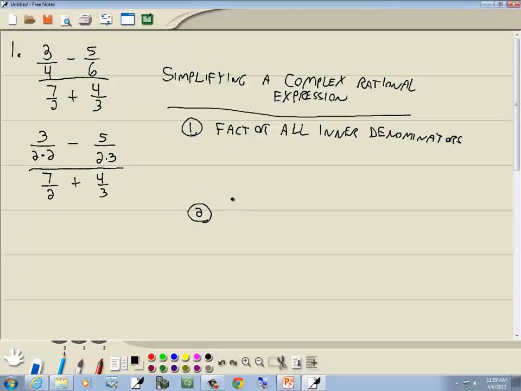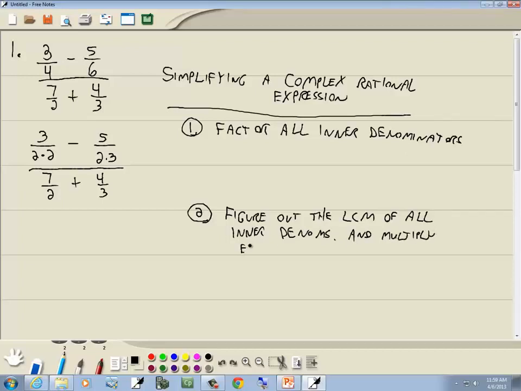Our second step is to figure out the LCM of all the inner denominators and multiply everything by it. Now when I say everything, I'm talking about what's separated by pluses and minuses, fractions separated by pluses, minuses, and so forth. Now our LCM.